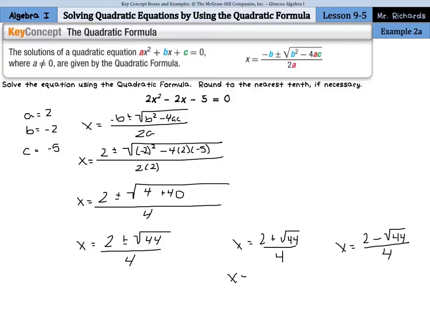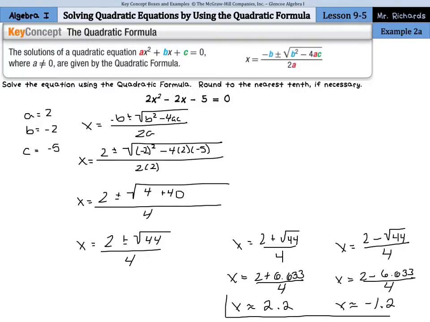Now the square root of 44 is about 6.633, so this will be 2 plus about 6.633 divided by 4, while this one would be x is 2 minus 6.633 all divided by 4. And when you add and divide and then round these to the nearest tenths, you'll get about 2 2/10 and about negative 1 2/10. And those are our solutions for this equation.